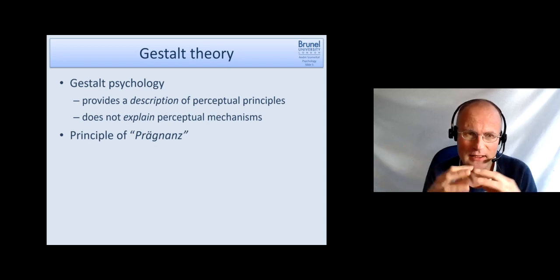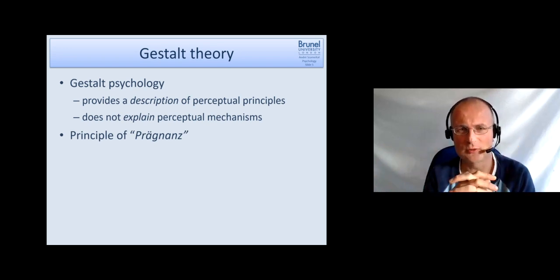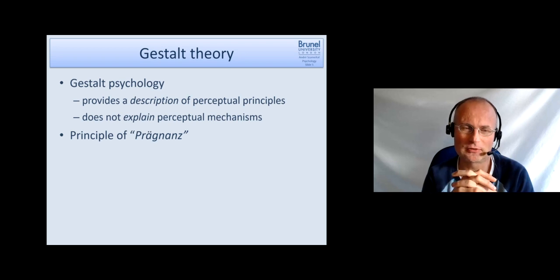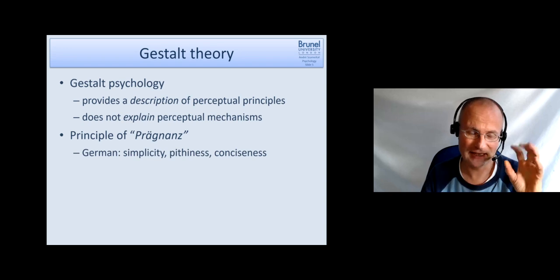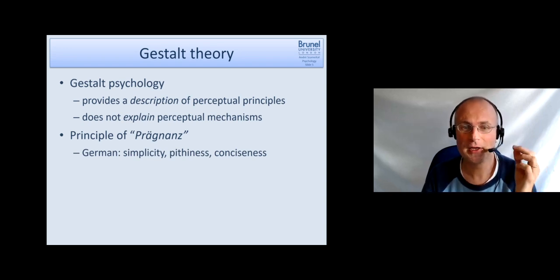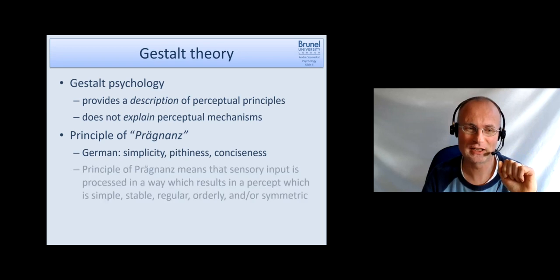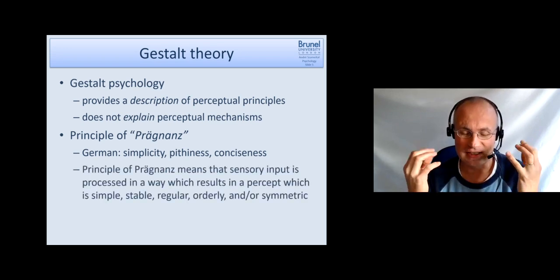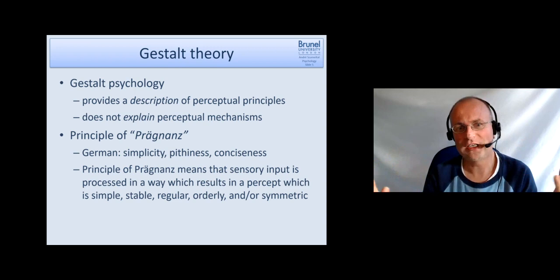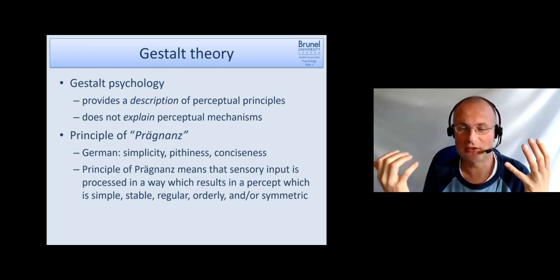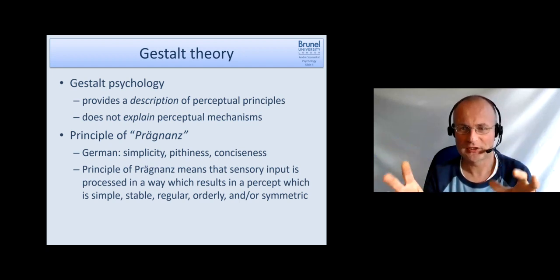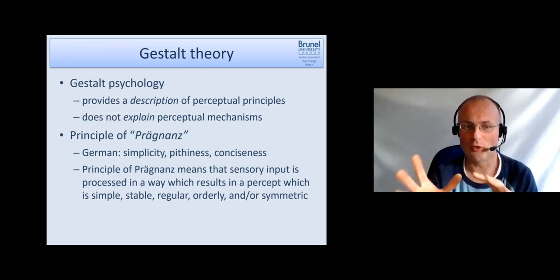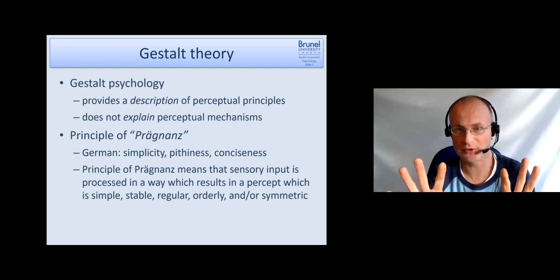And one underlying principle of the whole thing, of these mechanisms of Gestalt psychology, is the principle of Prägnanz, which again is a German word. And it means something like simplicity, pithiness, or conciseness. So the idea is that when we interpret and perceive our sensory input, we try to interpret it in a way which gives rise to the most simple or most stable, most regular, orderly and or symmetric percept.